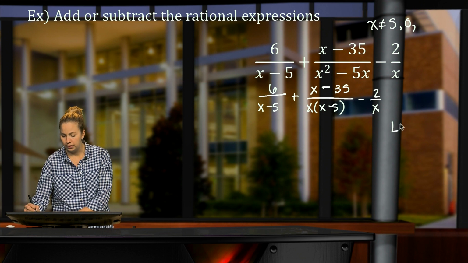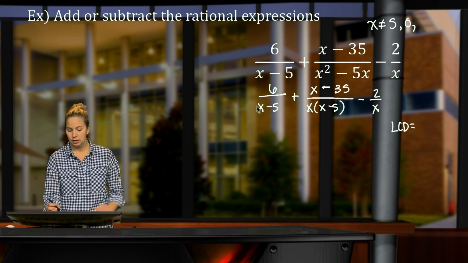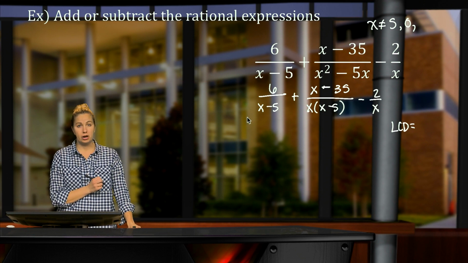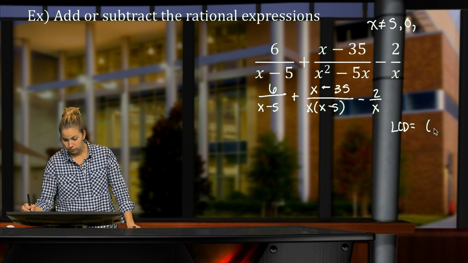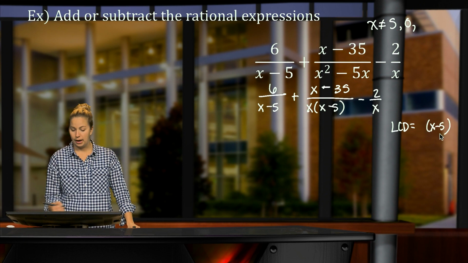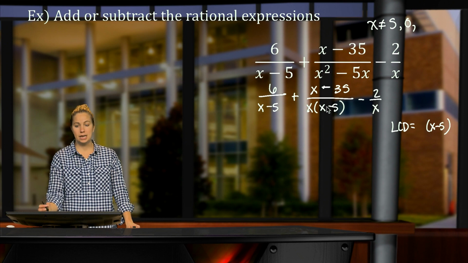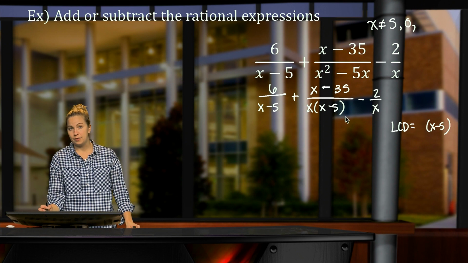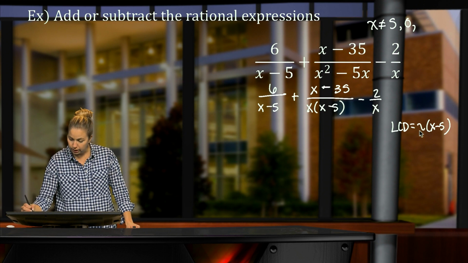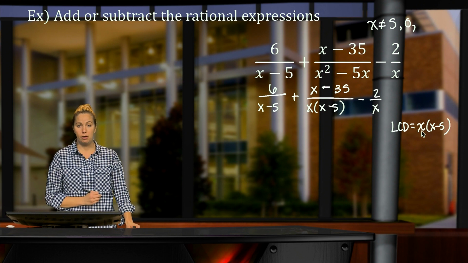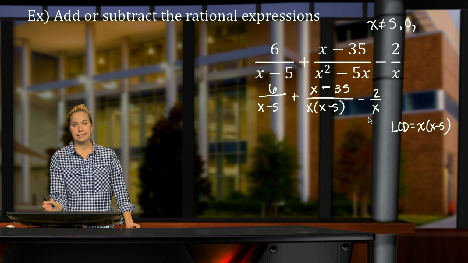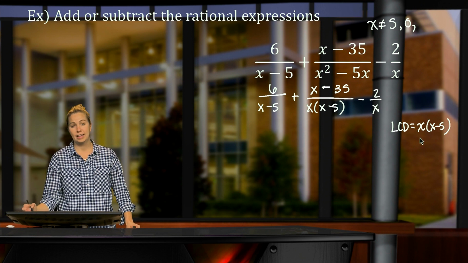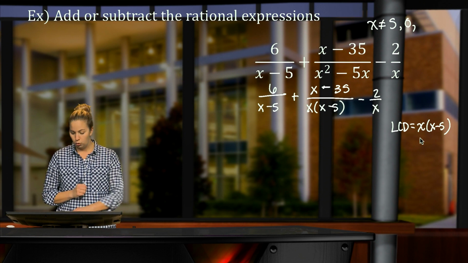Now we want to figure out what our LCD is. Since our first denominator has a factor of x minus 5, our LCD will have a factor of x minus 5. In our second denominator, we have a factor of x minus 5, which we already have in our LCD, but we also have a factor of x. So we need a factor of x in our LCD as well. Since our last denominator only has a factor of x and that's already present in our LCD, we're good to go.